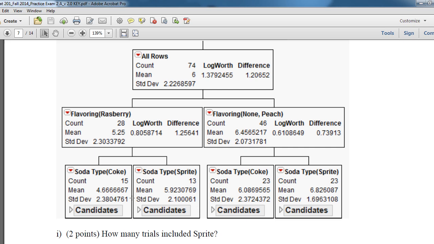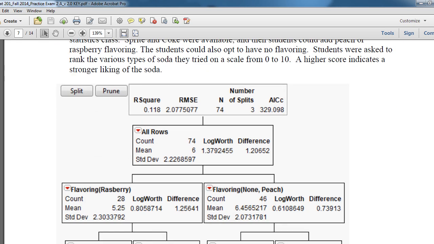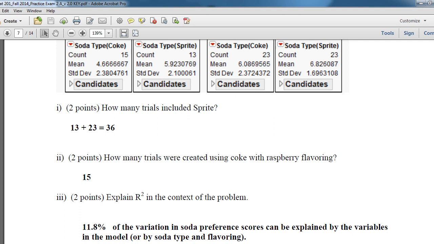We have standard deviation, all that good stuff. Going back up here, we can see that 11.8% of the variation in people's rating is explained by this tree. So a lot of the rating is explained down here.